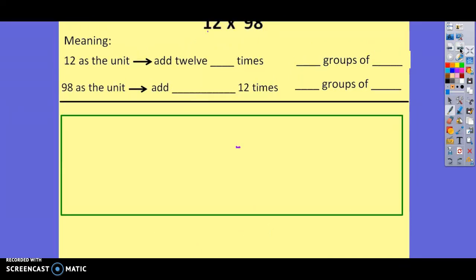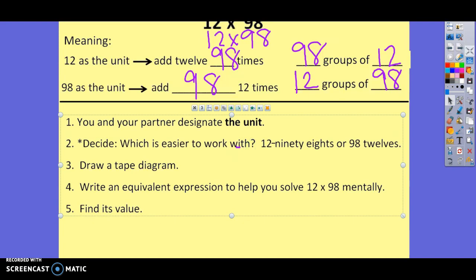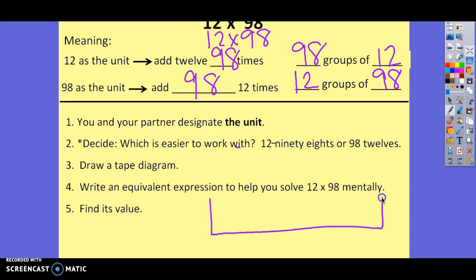12 is the unit. This is 12 times 98. Add 12 98 times. So you have 98 groups of 12. Or we can have 98 12 times, and we would have 12 groups of 98. Again, like in the previous problems, you're going to decide what works best for you. You're going to draw the tape diagram and write the expression that helps you solve this mentally.